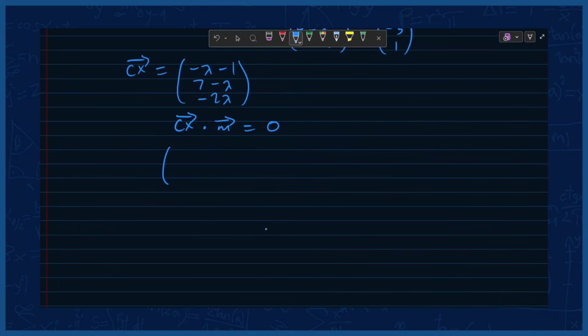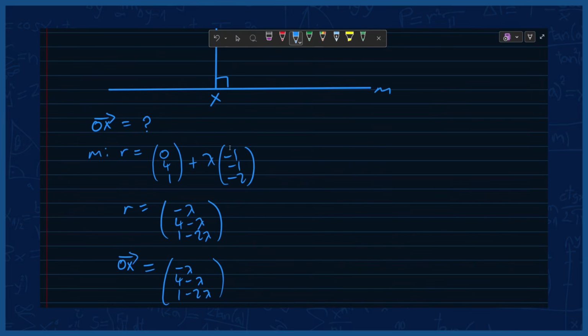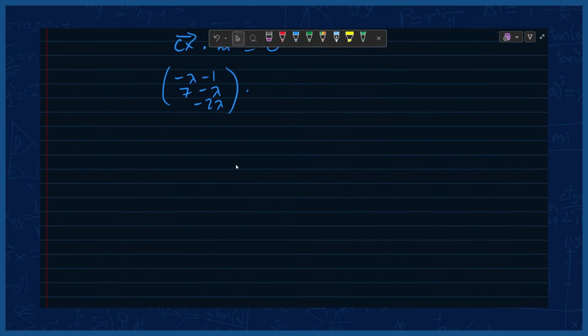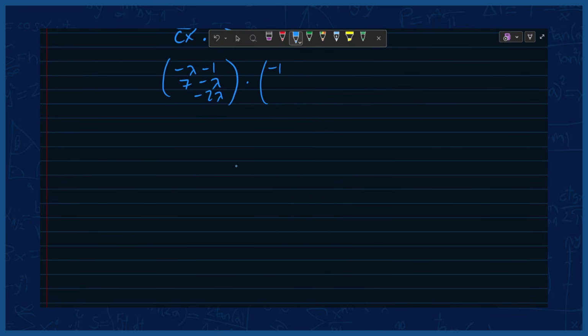So my CX is the negative lambda, negative 1, 7 minus lambda, negative 2 lambda, dot the direction of M. So we know M has the direction negative 1, negative 1, negative 2. So that is negative 1, negative 1, negative 2. And this is equal to 0. So now we multiply. So it's negative lambda, negative 1 times negative 1, plus negative 1 multiplying the 7 minus lambda, and then the negative 2 lambda times the negative 2.